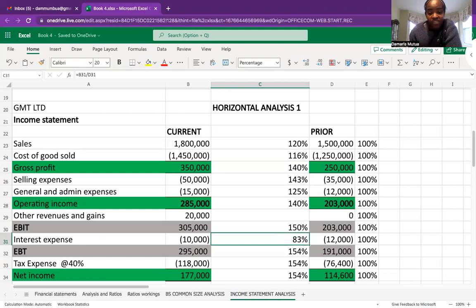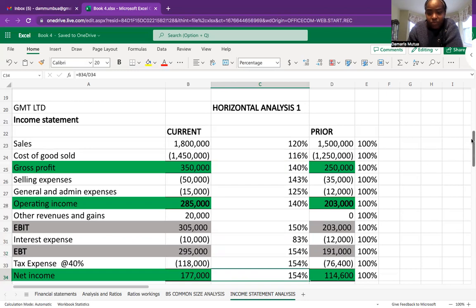Maybe we fully serviced an outstanding long-term debt, or maybe we paid off some of the debt that was increasing our leverage as an organization. Our net income has also grown from 100% to 154. So basically that is what we call horizontal analysis when we're using one period as a base.